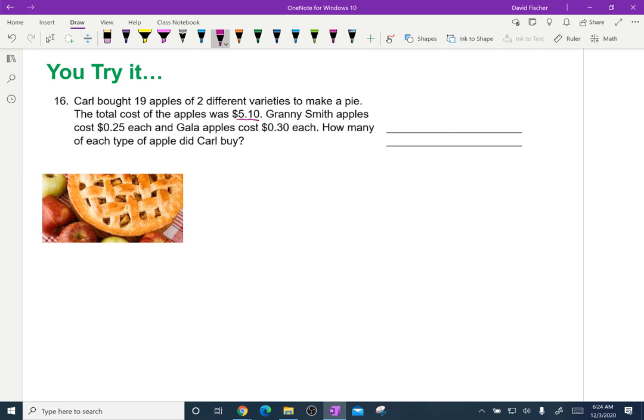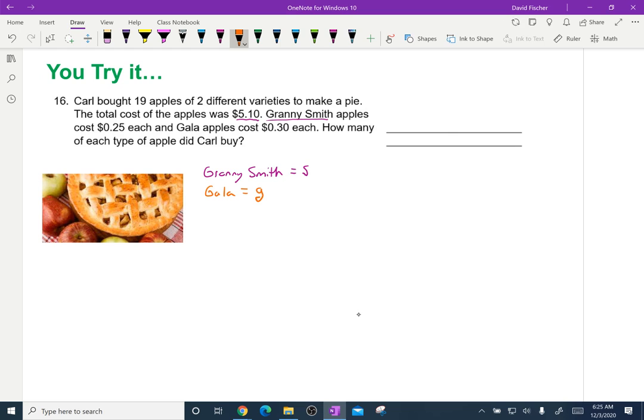So I'm looking for 2 totals here. Let's call Granny Smith S apples. So it's good to make a key sometime. So wherever I have an S, that's going to be my Granny Smith apples. We can keep Gala as a G. Okay? All right. Let's see if you can come up with the 2 equations. Look for your totals.